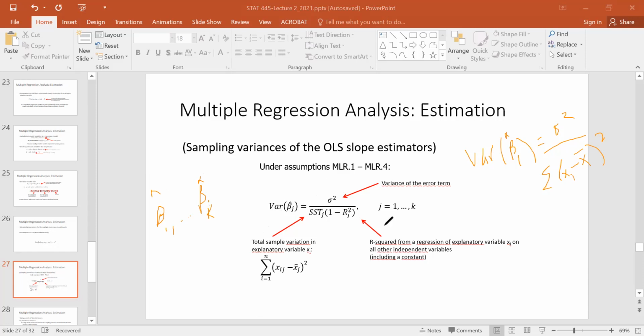Please pay attention to all the terms. Of course, this is the variance of the error term, so it's straightforward. This is also similar to what you know already. Okay, there's total sample variation in the explanatory variable xj.